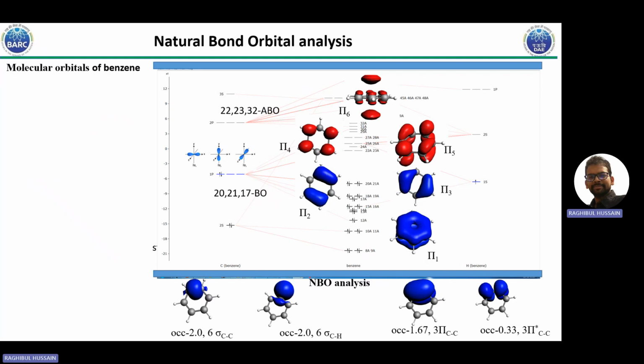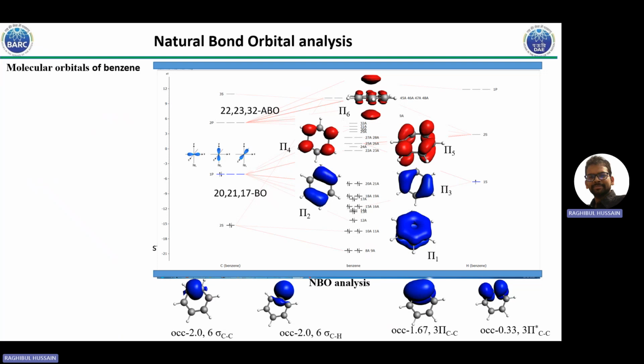Now, I have done the natural bond orbital analysis in ADF, not in Gaussian. But this NBO code is universal. Wherever you run it, you will get a similar kind of output. Here I have just shown that if you have a CC sigma bond, the occupation is 2. I was telling you, this occupation is 2. If you have a CH sigma bond, the occupation is 2. If this is a pi bond between carbon-carbon, the occupation is 1.6.